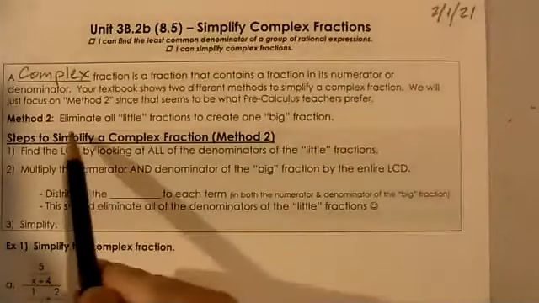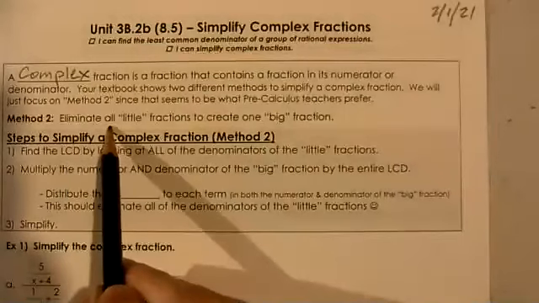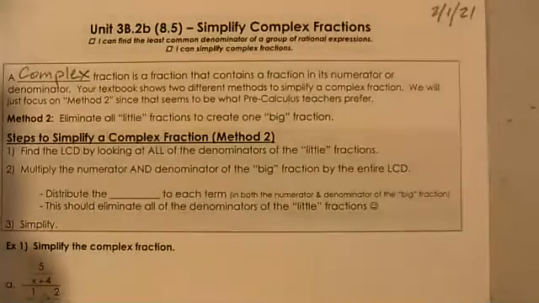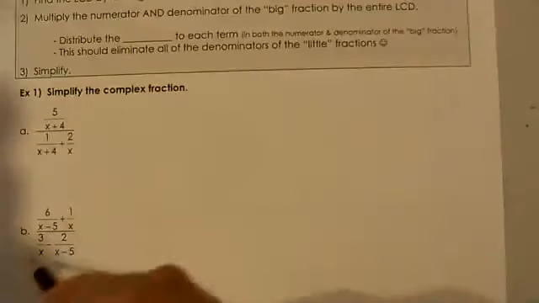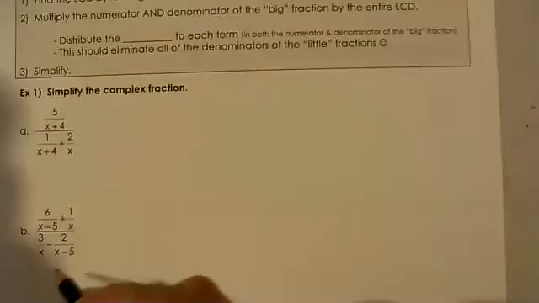Okay, this method 2 is going to eliminate all the little fractions that are in these problems. So if you look down here, we're going to come up with a method that gets rid of all the little fractions. And then you add two numbers, and then you have your final quotient, which is an answer to division.